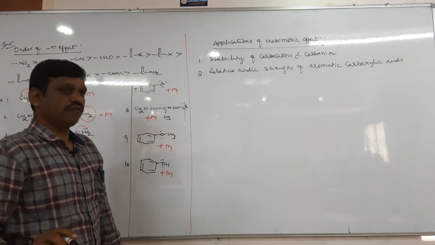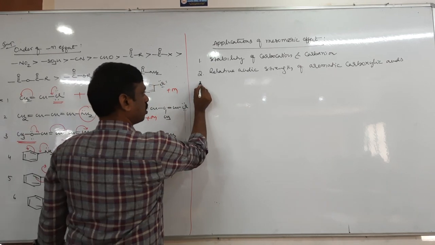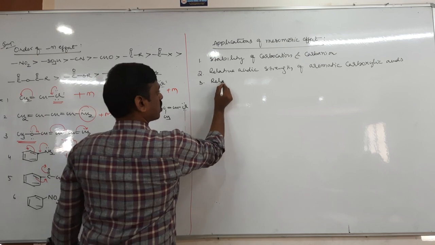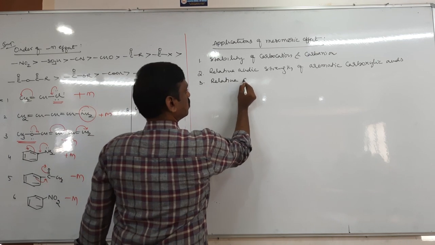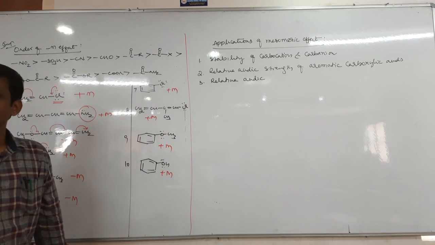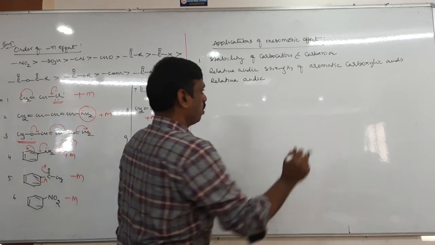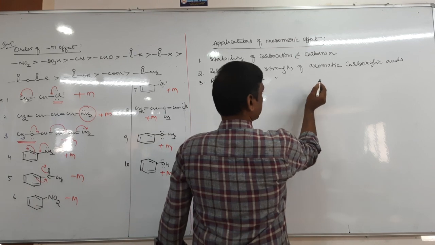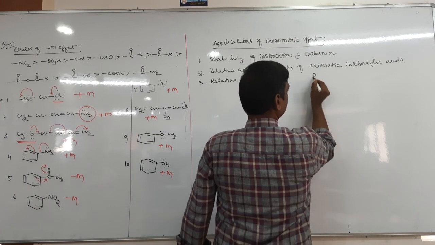Relative acidic strength of aromatic carboxylic acid. Third, relative acidic strength of alcohol, where we have studied the plus I effect. Which is the aromatic alcohol? Phenol. So relative acidic strength of aromatic alcohol is nothing but phenol.